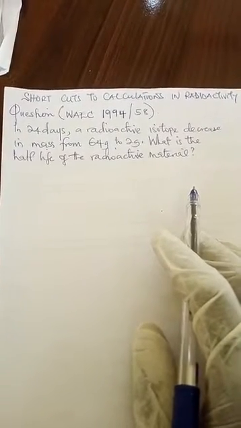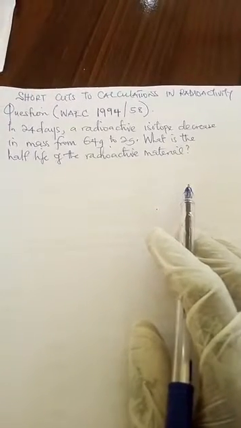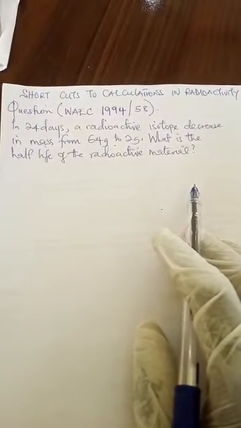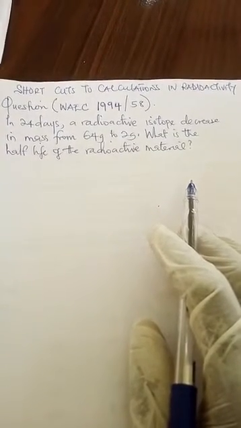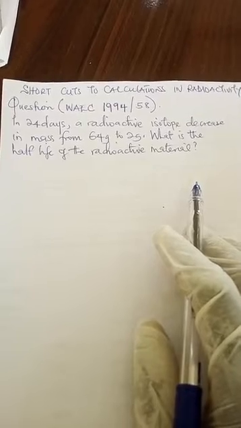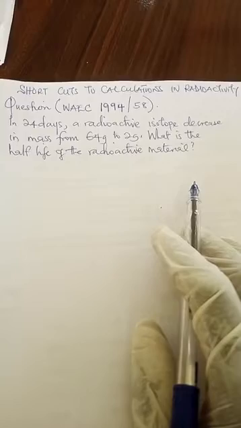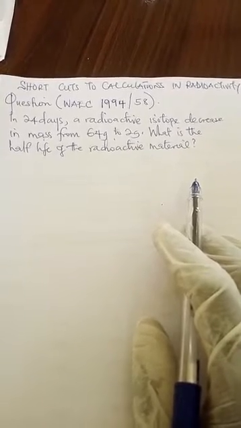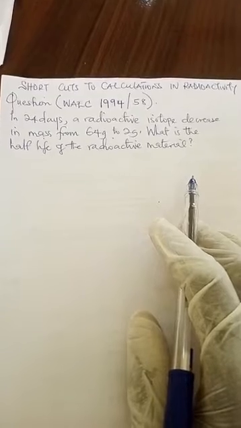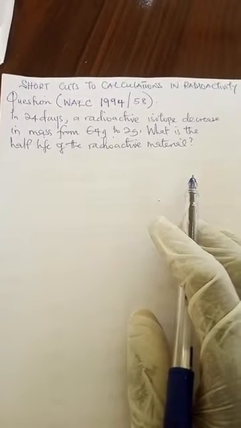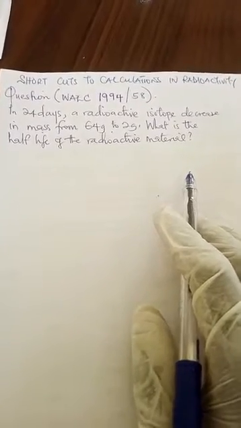So we start with this question that was asked in 1994, question number 58. We are looking at radioactivity as a topic. In 24 days, a radioactive isotope decreases in mass from 64 grams to 2 grams. What is the half-life of the radioactive material?